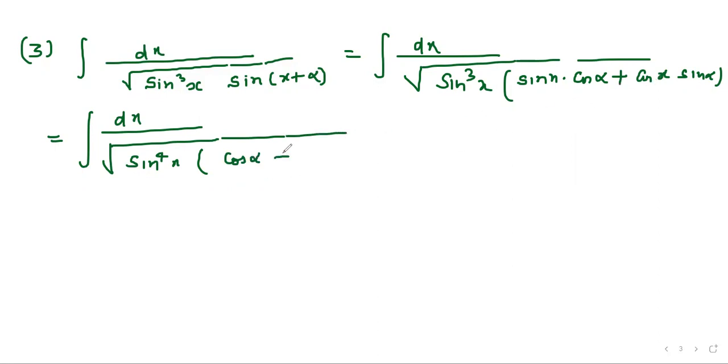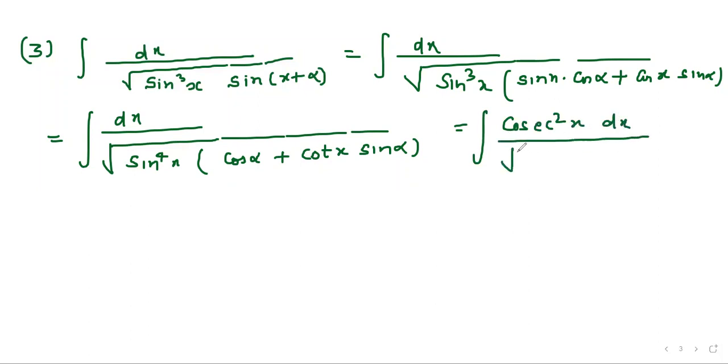this will become cot x, because sine x will divide this term, and sine alpha. This can be written as sine square x by removing the square root, and 1 upon sine square x will become cosec square x. So we write it cosec square x dx divided by root of cos alpha plus cot x sine alpha.